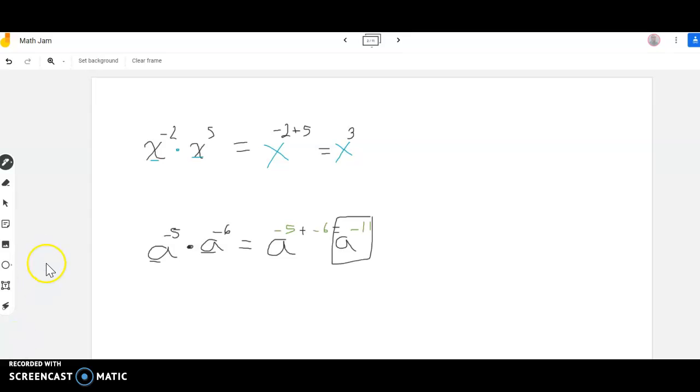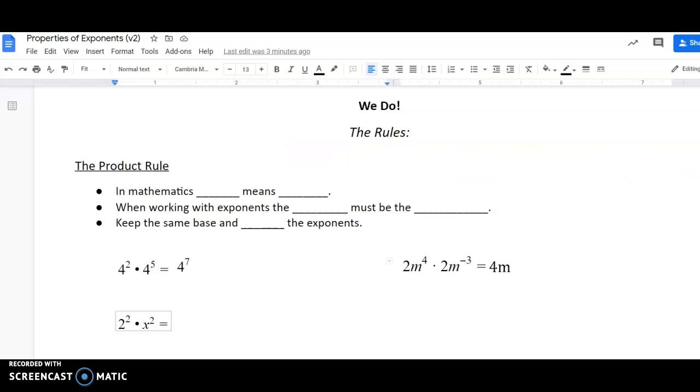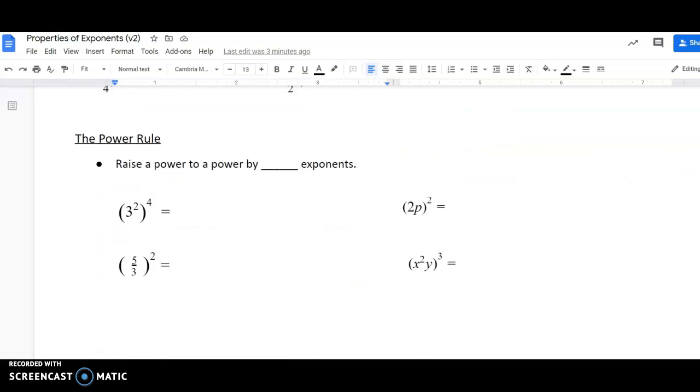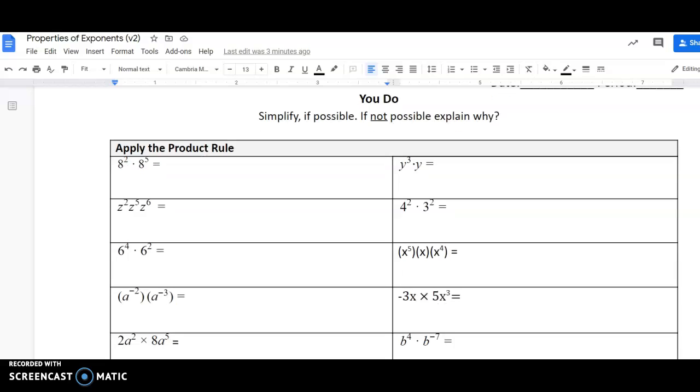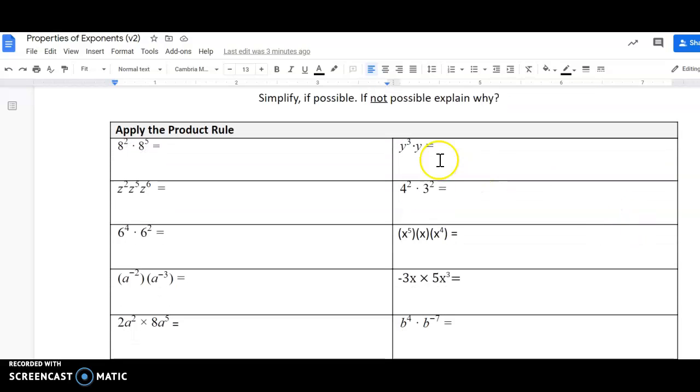Now you can go ahead and stop here and go down to your worksheet and work on the You Do section. All of this here is applying the product rule, so since that's fresh in your mind, work on that. And then you can stop from there.